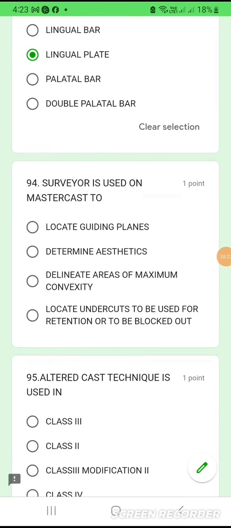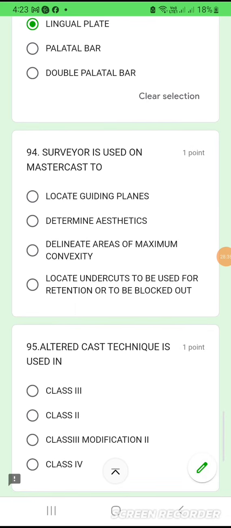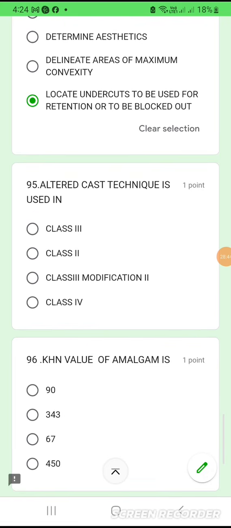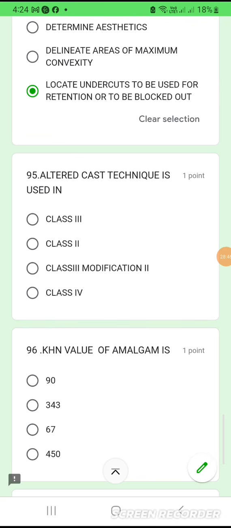94. Surveyor is used on master cast for what? To locate the guiding plane, to determine the aesthetics, to delineate the areas of maximum convexity, to locate the undercuts to be used for retention or to be blocked out. So surveyor is used for locating the undercuts. Okay, undercuts. Now coming on to 95, altered cast technique is used in class 3, or class 2, or class 3 modification, or class 4. Altered cast technique is used in class 3.